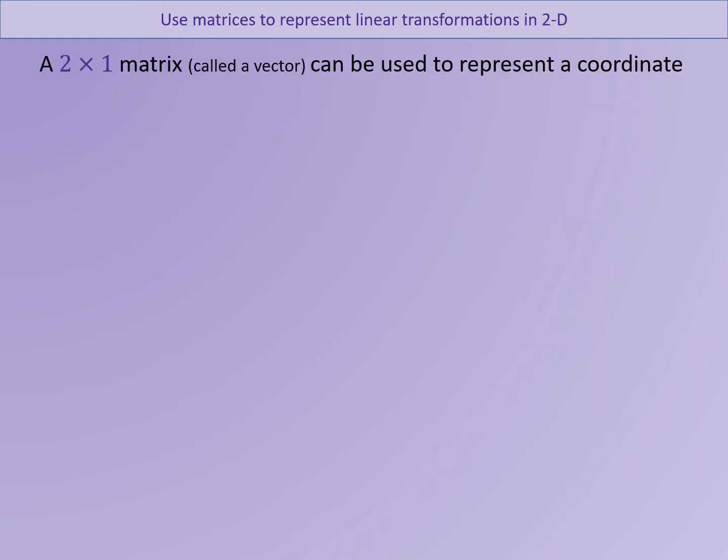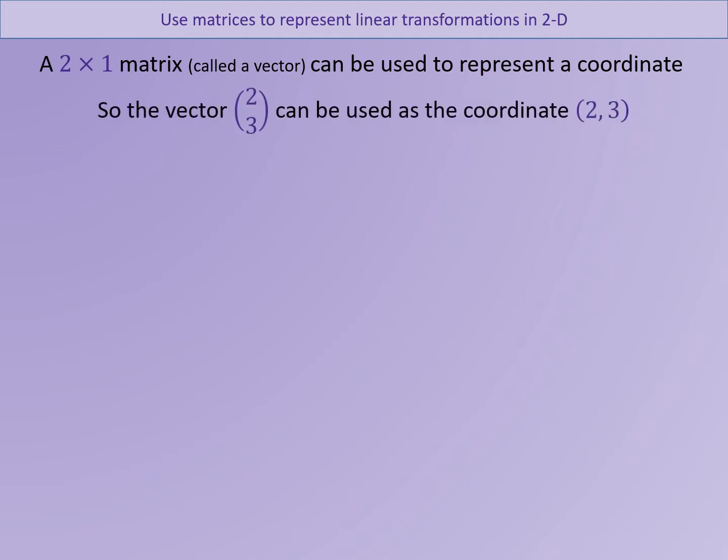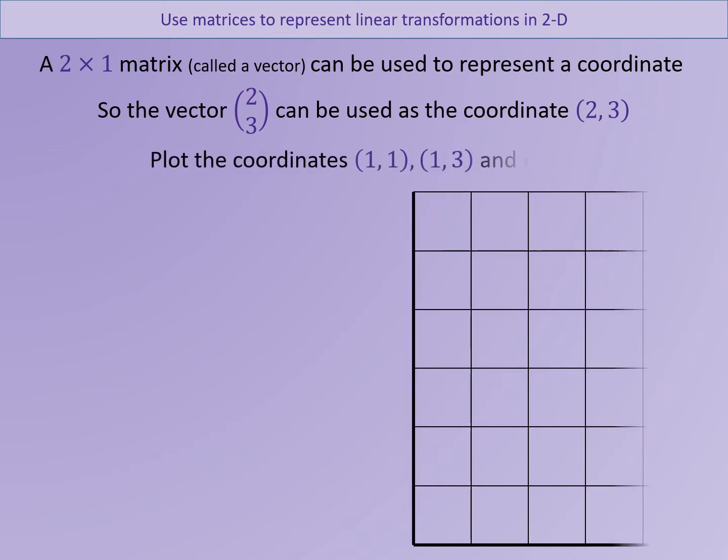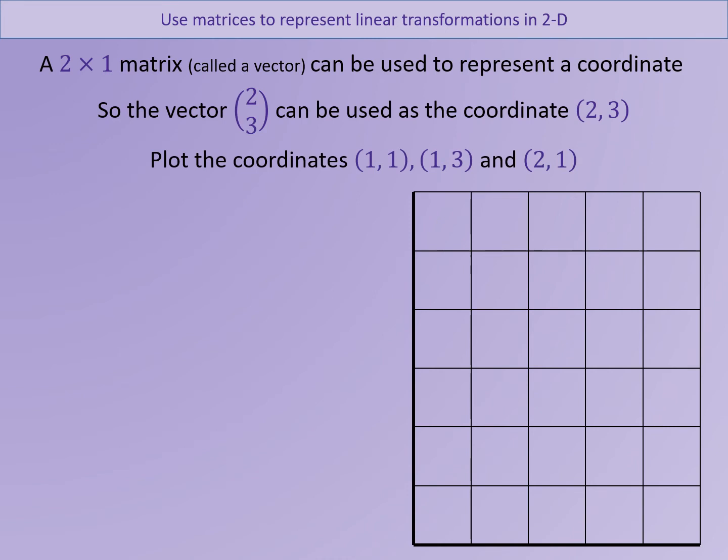A 2x1 matrix, which is usually called a vector, can be used to represent a coordinate. So instead of writing it in its column vector form, we can write it in the coordinate form. Plotting these 3 coordinates on the coordinate grid gives us a right-angled triangle. Now we're going to transform this.